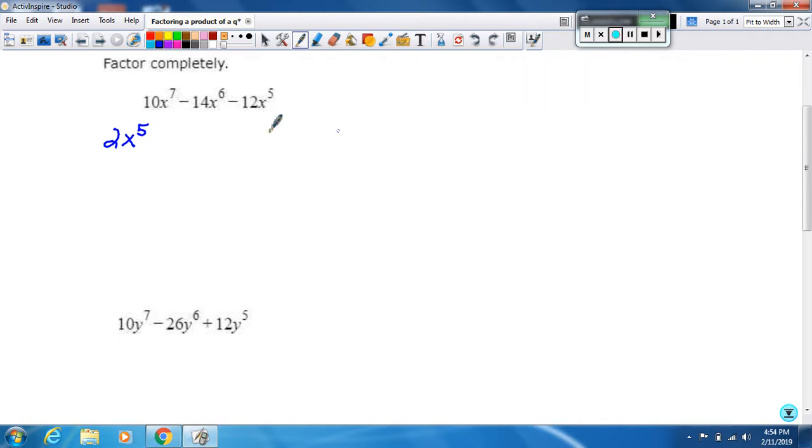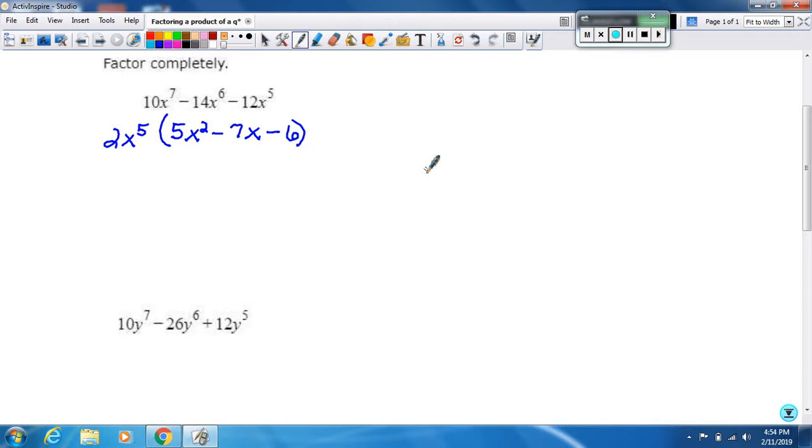So after that, you make parentheses for whatever's left over after you've divided. So 10 divided by 2 is 5. You have 7 x's, but you took 5 out, so that's 2 left over. And then you've got a minus sign. 14 divided by 2 is 7. You have 6 x's, but you took 5 out, so that's 1 left over. You've got another minus sign. 12 divided by 2 is 6, and you have 5 x's, but you took those out.